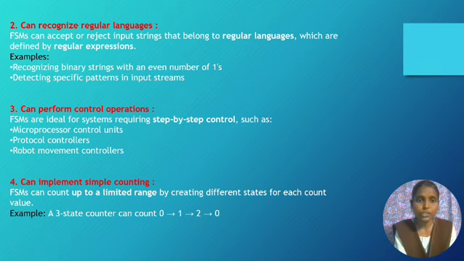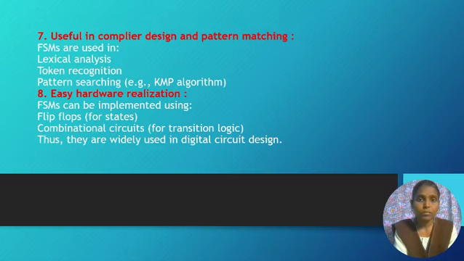Number 4, can implement simple counting. Finite state machines can count up to a limited range by creating different states for each count value. For example, a three state counter can count 0 to 1, 1 to 2, 2 to 0. Useful in compiler design and pattern matching. FSMs are used in lexical analysis, token recognition, pattern searching. For example, the KMP algorithm.